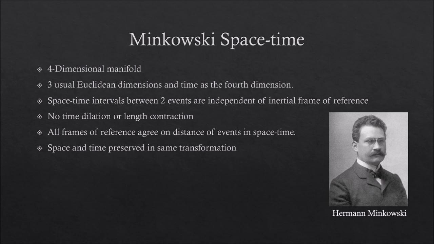So, Minkowski spacetime is a four-dimensional manifold where three of the dimensions are the usual Euclidean dimensions, with time acting as the fourth dimension. Spacetime intervals between two events in Minkowski spacetime are independent of the inertial frame of reference where they were recorded. But the main way Minkowski spacetime is unique from standard four-dimensional Euclidean space is that in Euclidean we have that each individual component will be different due to things like time dilation and length contraction. Whereas in Minkowski, since all events are independent of the inertial frame of reference, all frames of reference agree on distance of events in spacetime.